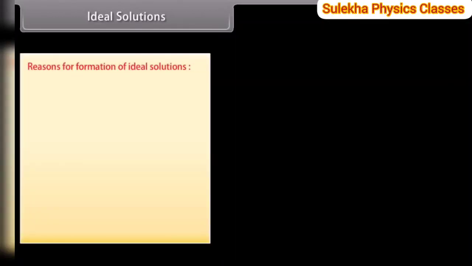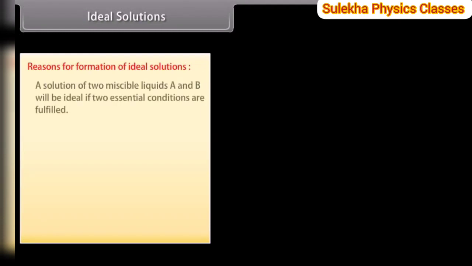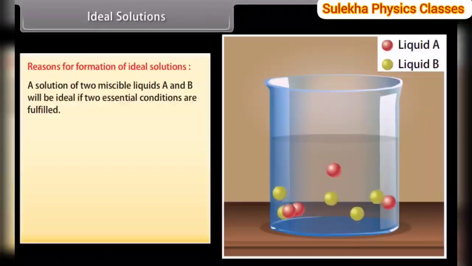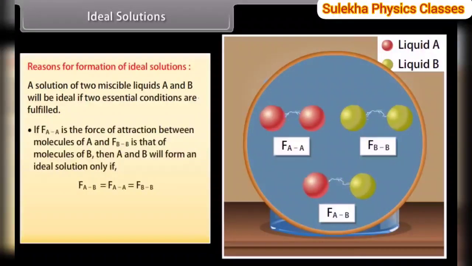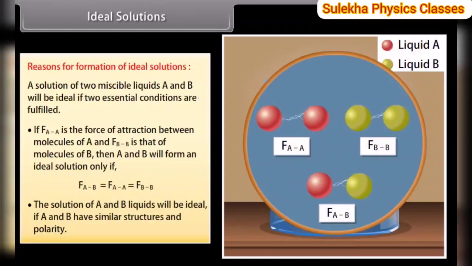Reasons for formation of ideal solutions. A solution of two miscible liquids A and B will be ideal if two essential conditions are fulfilled. If the force of attraction between molecules of A and B is equal to the force of attraction within molecules of A and force of attraction within molecules of B. The solution of A and B liquids will be ideal if A and B have similar structures and polarity.